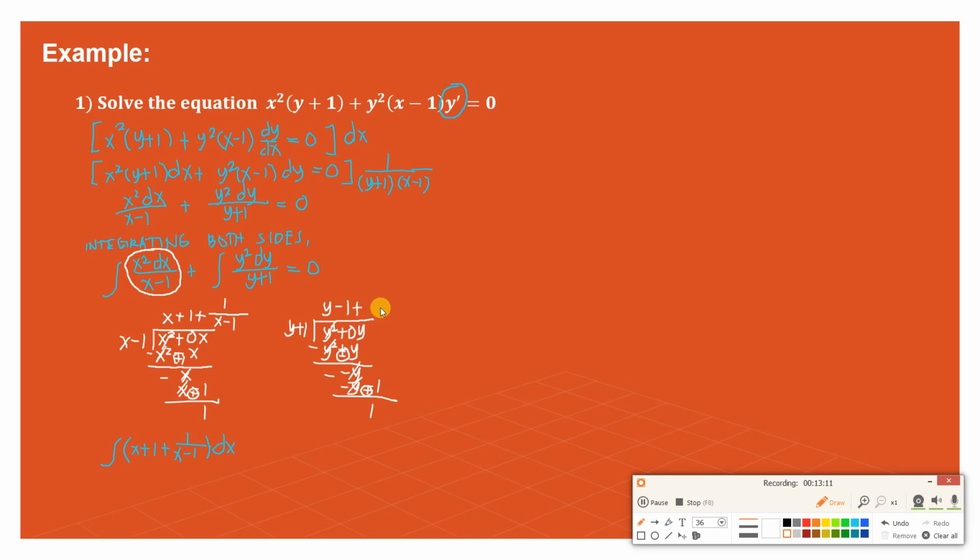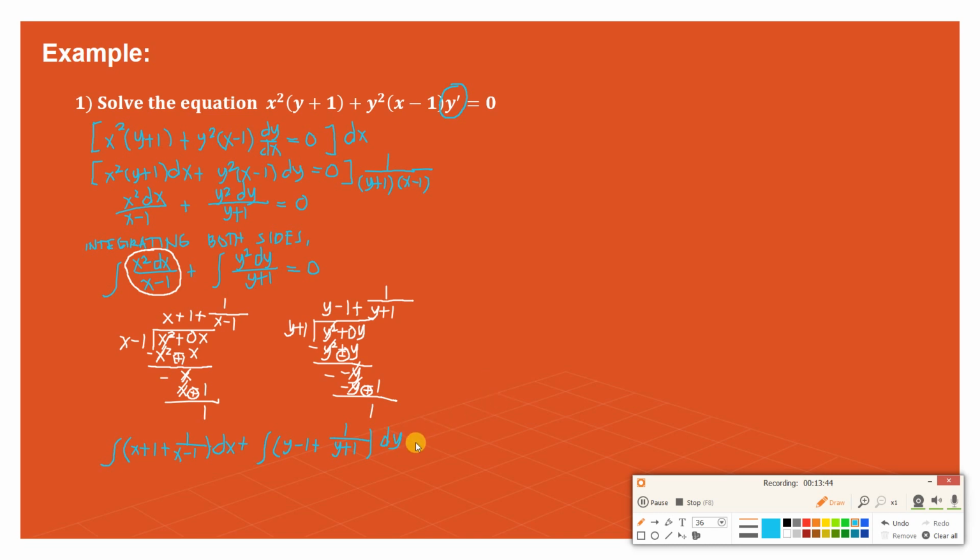So, plus, the remainder will become the numerator divided by the divisor. Okay, so papalitan na natin ulit yung second term. So, plus integral of y minus 1 plus 1 over y plus 1 dy. Okay, nakakasunod. Equals to 0.